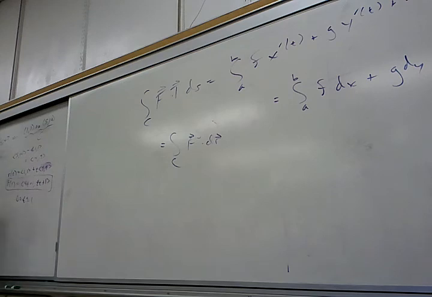So what is r prime? And of course, in this case, it's 4, 9, because that's the slope, right? So 4, 9. So what's the magnitude of r prime? Yeah, square root of 97, cool.